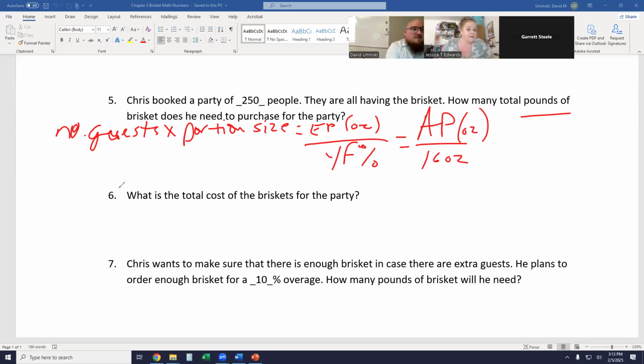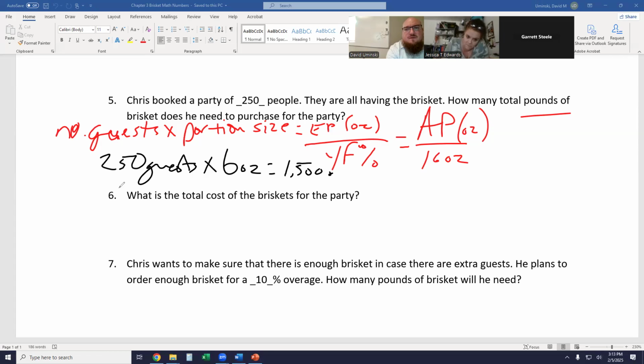So, real quick, 250 guests times, is it 6-ounce portion? Yes. Okay, so 250 times 6 is equal to 1,500 ounces. I divide by my yield factor of 0.55. And I get 2,727.3 ounces. Can I call up Cisco and say I need 2,727 ounces of brisket?